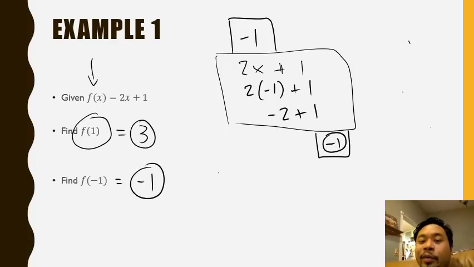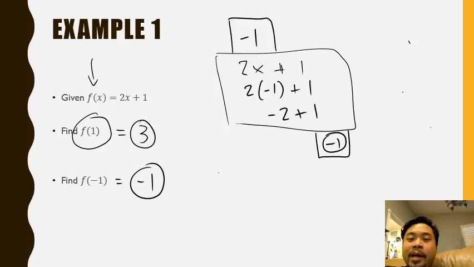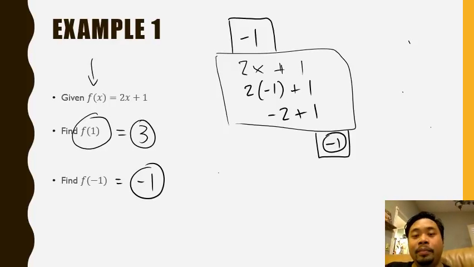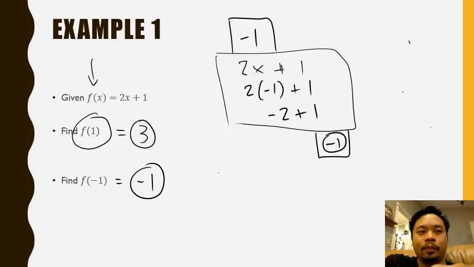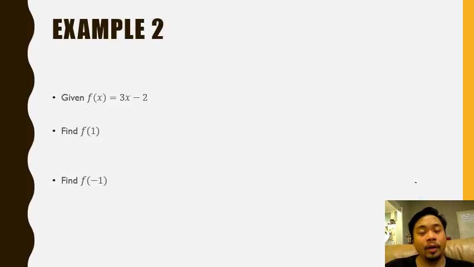So this is really a game of substitution and making sure that you're able to simplify these things once you replace the input with the number that we're replacing it with. So let's take a look at example number 2 and let's get good at this. All right, so example number 2, almost identical.